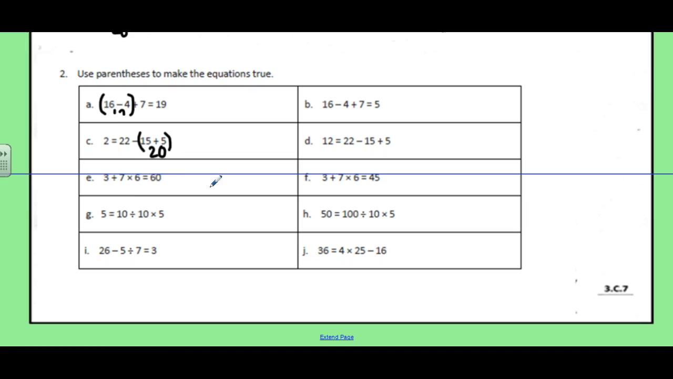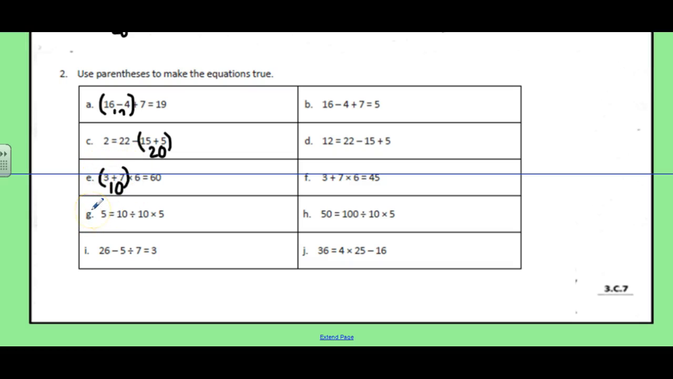Okay, moving on to E. We want this equation to equal 60. So I'm going to start, and we're going to put our parentheses around 3 plus 7. We know that 3 plus 7 is equal to 10, and 10 times 6 does equal 60, so the parentheses are in the right place here.